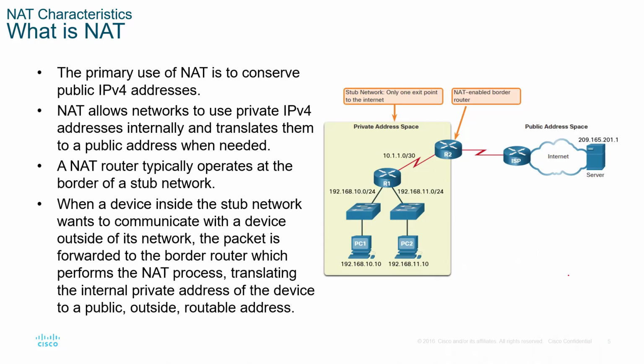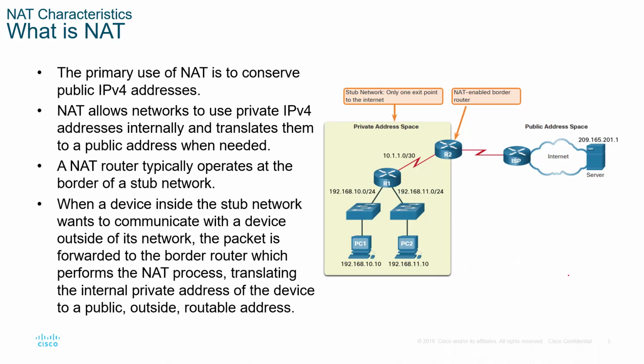What is NAT? I think we've basically defined it. Its primary use is to conserve public IPv4 addresses. It allows networks to use private IPv4 addresses internally, and translates them to a public address when needed. It typically operates at the border of a stub network.